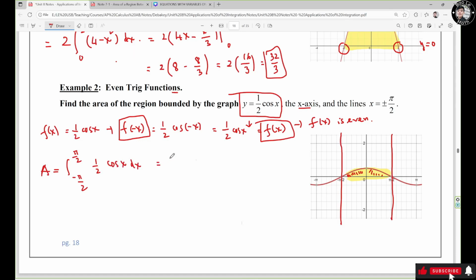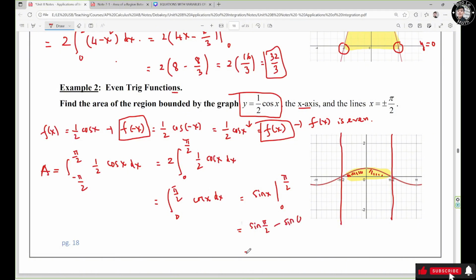Alright, so this turns out to be 2 times the integral from 0 to pi over 2 of 1/2 cosine s ds, right? The 2 and 2 cancel out, so it becomes the integral from 0 to pi over 2 of cosine s ds. The antiderivative of cosine s is sine s, so it's sine s evaluated from 0 to pi over 2. I substitute pi over 2 for s, so it's sine of pi over 2 minus sine of 0. Sine of pi over 2 equals 1. Sine of 0 equals 0. The answer is 1. This is the final answer.